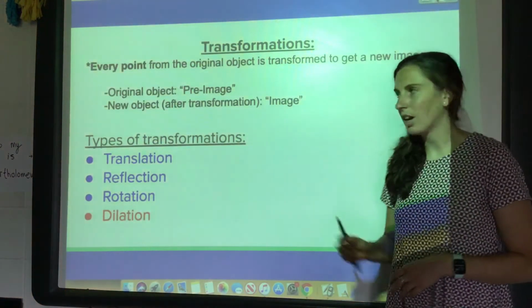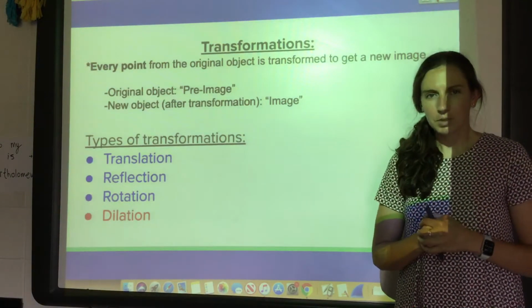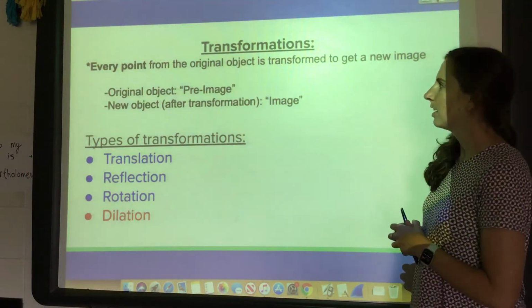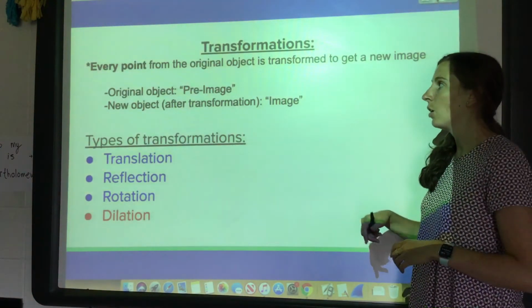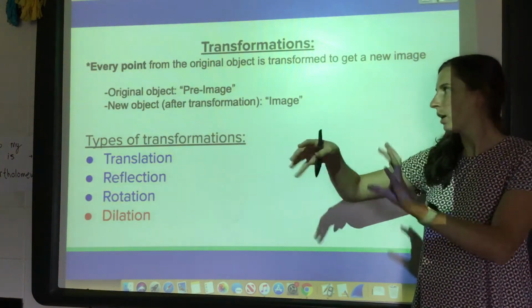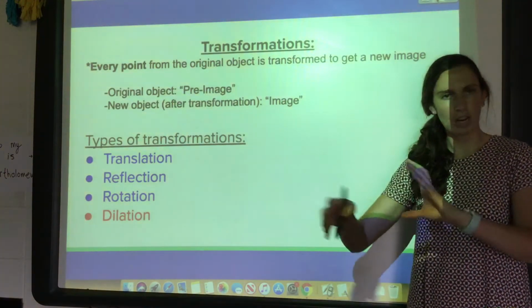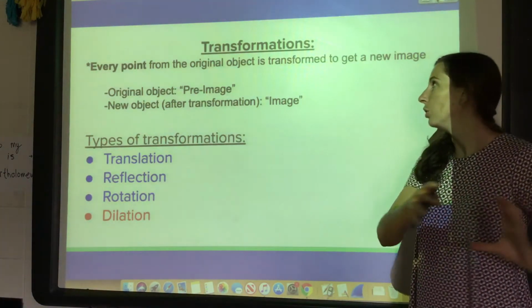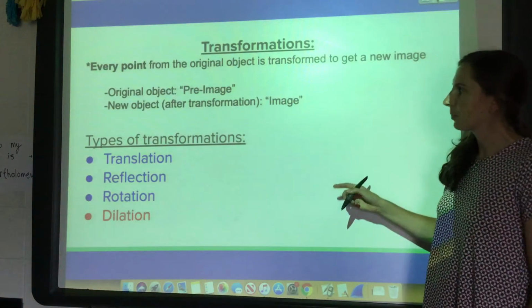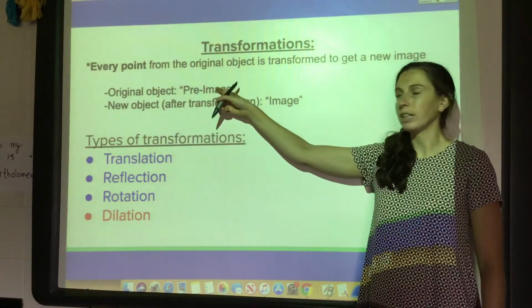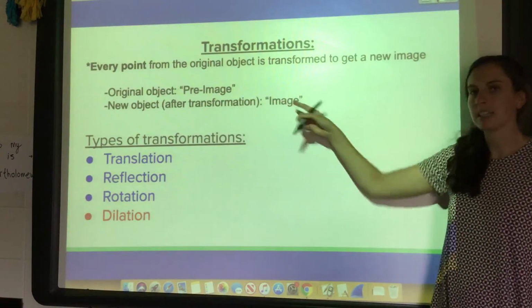Everyone, so this video is on transformations. There are a few different types of transformations. You should be pretty familiar with these, but in any sort of transformation, what you're doing is taking every point from an original object, transforming it in some way to get some new image. And what we do is you call the original object the pre-image and the new object the image.